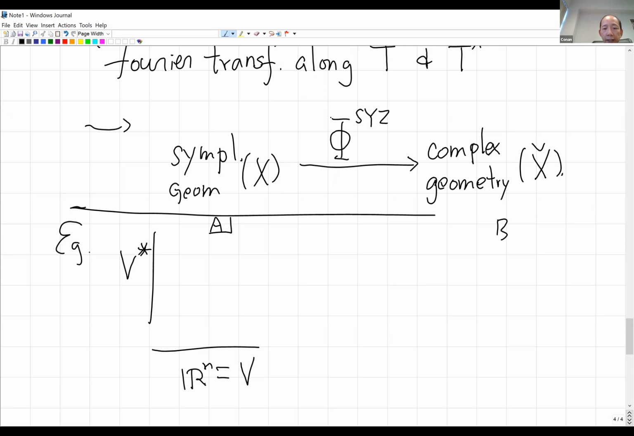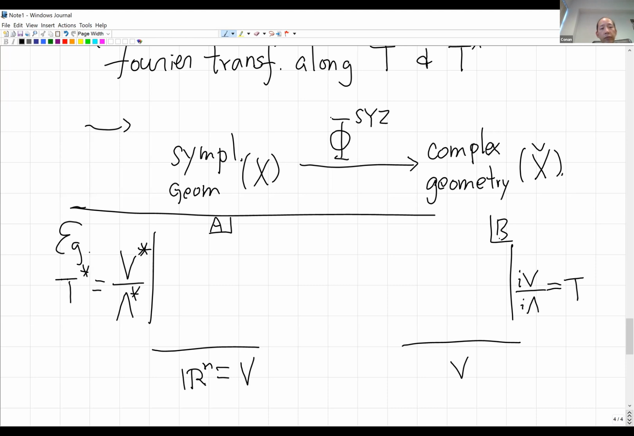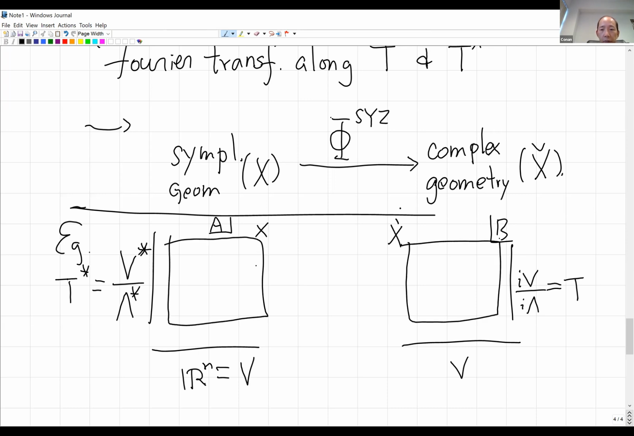And then on the other side, we are just looking at V plus V star. But this is not a compact space. To look at a compact space, we quotient this by the lattice Lambda, and this by the dual lattice. So therefore, you get a dual torus fibration. This is T, this is T star. So this is the space X, and this is the space X dual.